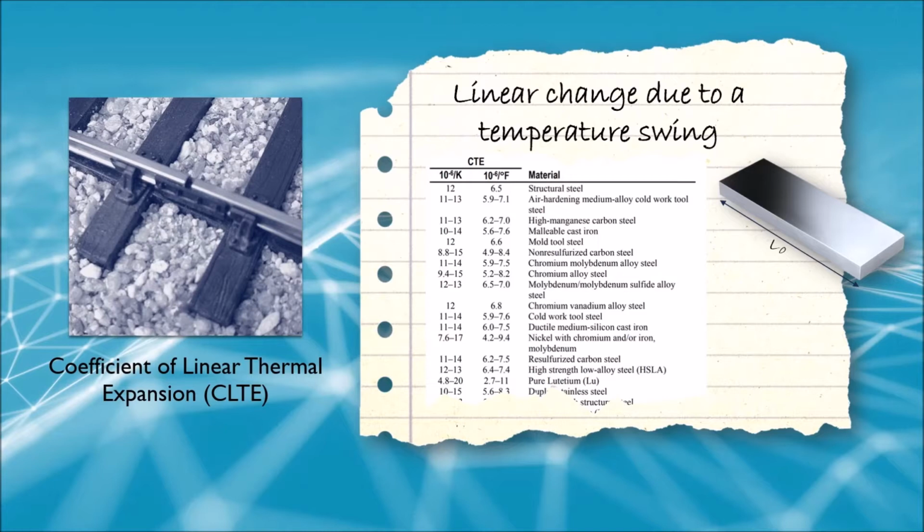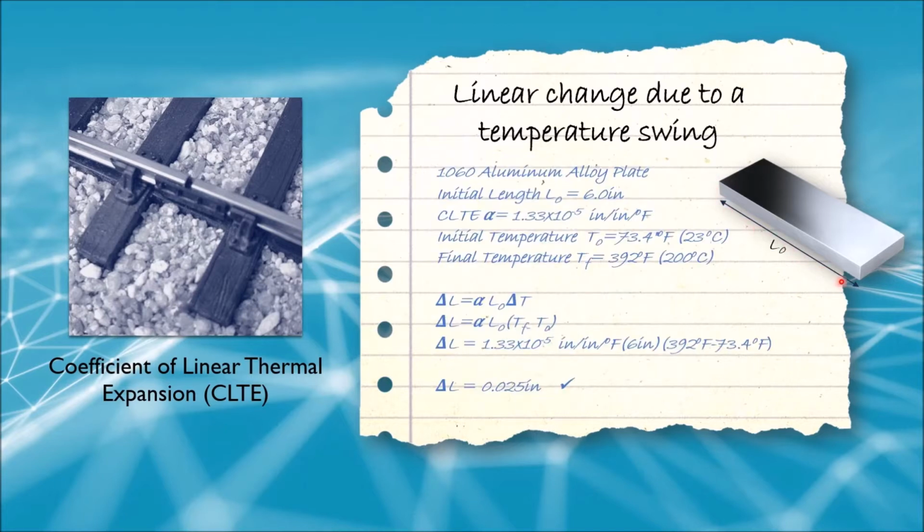In this study, we are given a 1/2 inch thick by 6 inch long 1060 aluminum alloy cuboid that is only restrained at one end and free to move on the other end. Think of a cantilever beam. The part is exposed to a rising temperature, which was increased from 73.4 F to a final temperature of 392 F. This type of material has a CLTE of 1.33 times 10 to the negative 5 inch per degree Fahrenheit. That means that every inch of this material will move by 1.33 times 10 to the negative 5 inches for every degree Fahrenheit of temperature change.